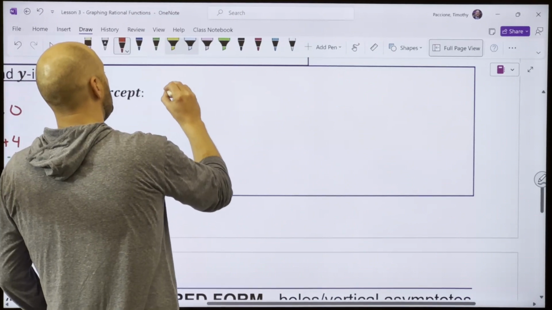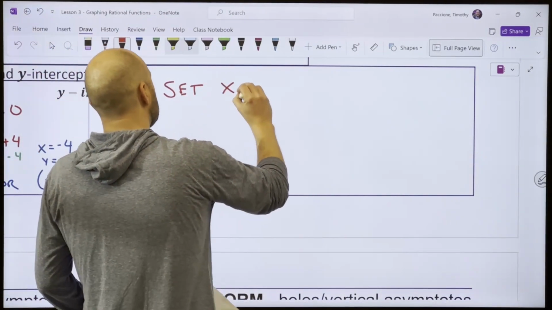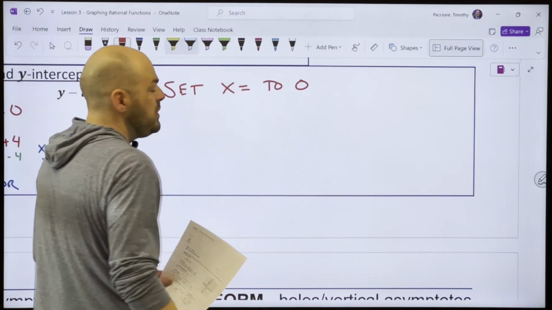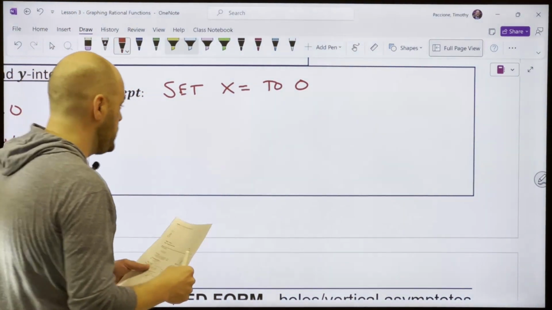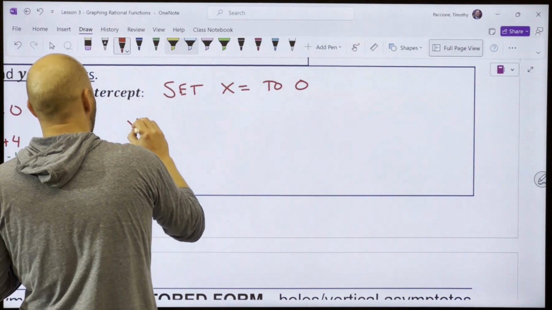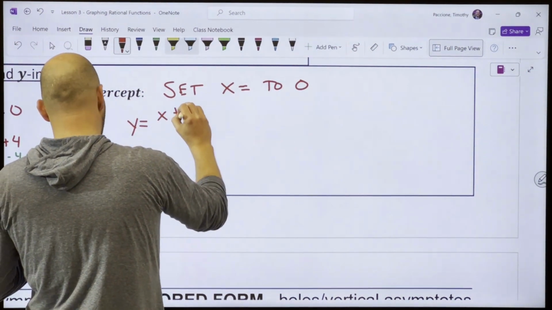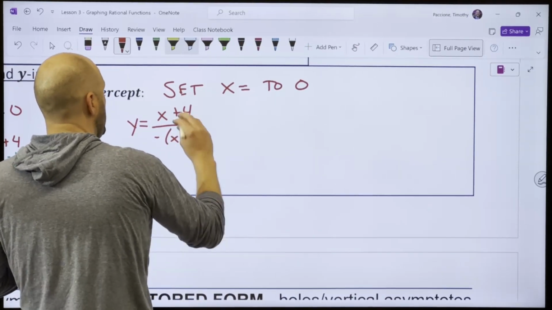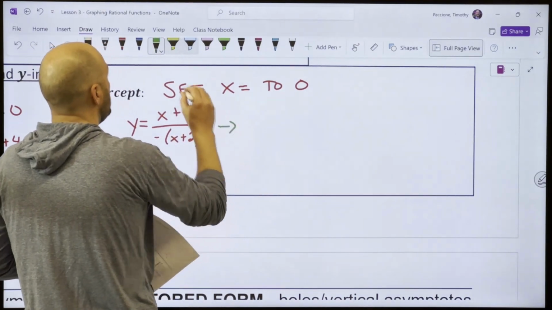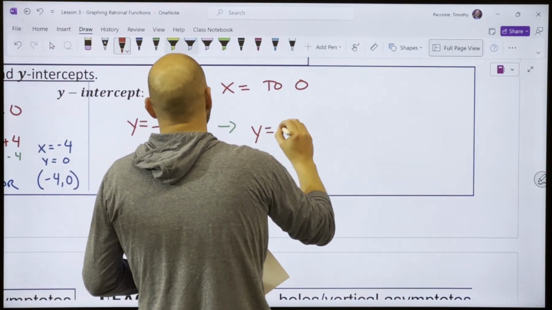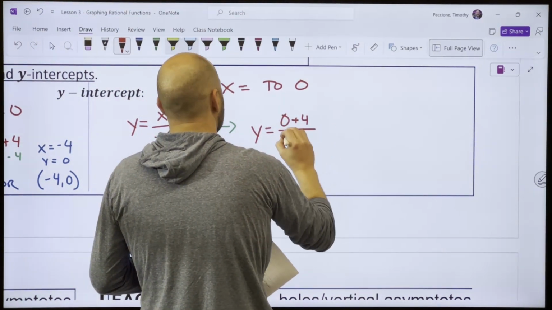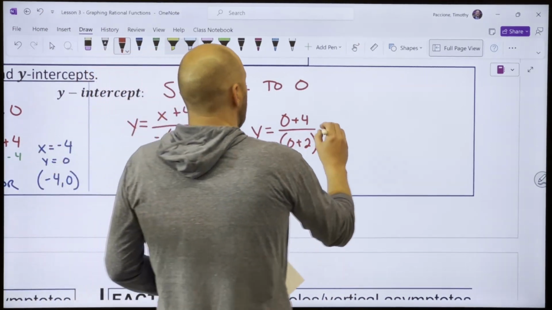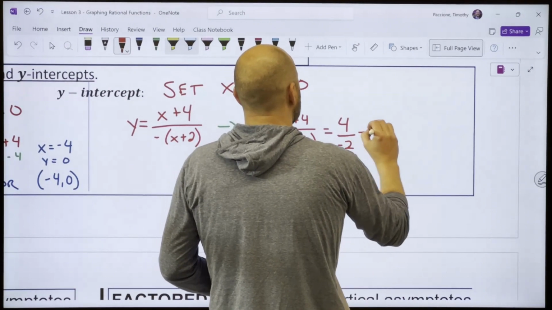So for the y-intercept, you set x equal to 0. Here, I'll add a 2. Because that's where the y-intercept always occurs, right? So we say, okay, y equals x plus 4 over negative x plus 2, right? And we plug in x for 0, right? So this becomes y equals 0 plus 4 over negative 0 plus 2. This should look familiar. We did this when we found our hole, right? Which is 4 over negative 2, which is negative 2.